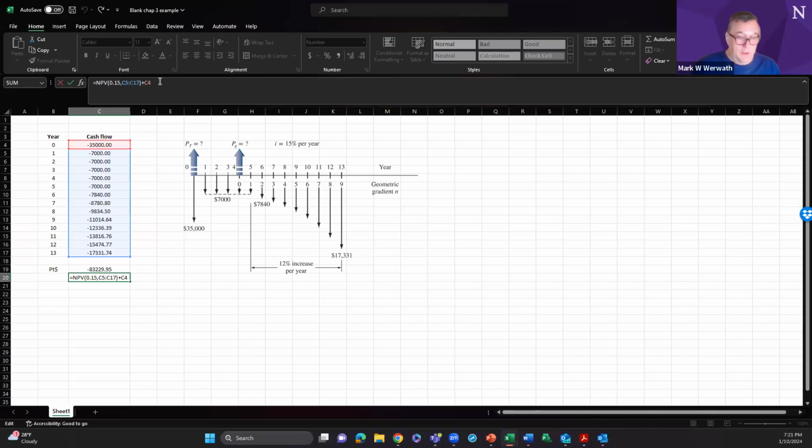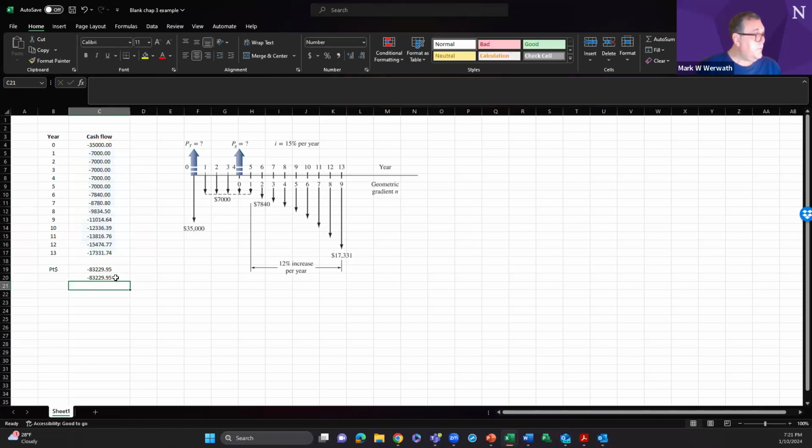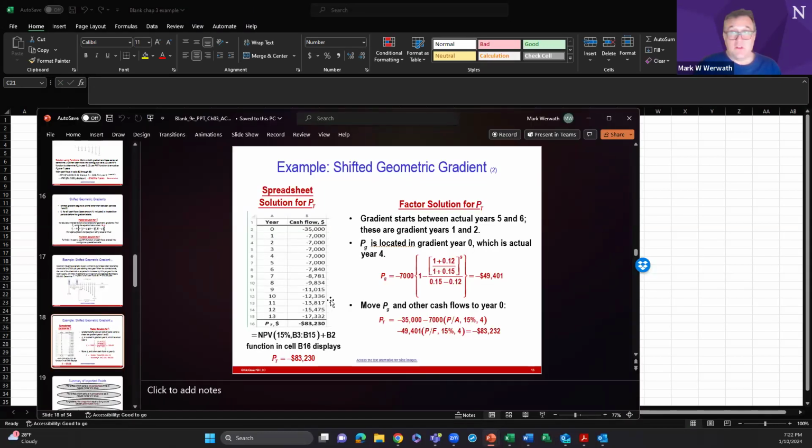So if I were to type it out again, basically it would be equals NPV, open parens, 0.15, which is the interest rate, comma. I'm going to highlight the range now, C5 through C17. And then I'm going to close the parens, and then I'm going to add C4, right? Negative 83,229.95, which is, oh, by the way, exactly what the textbook said, off by about 50 cents.